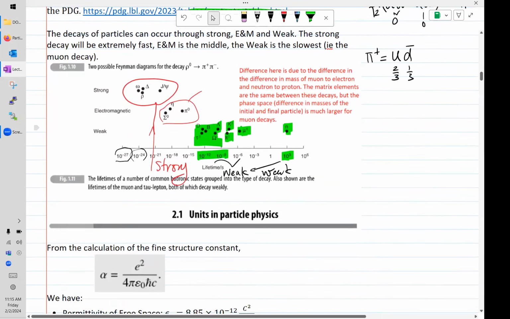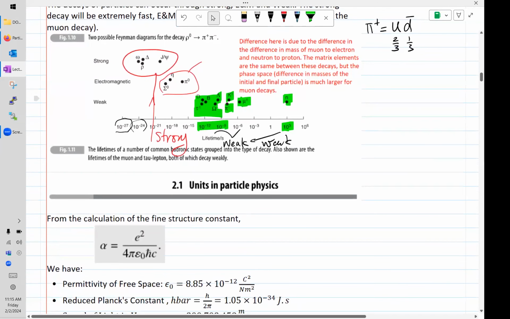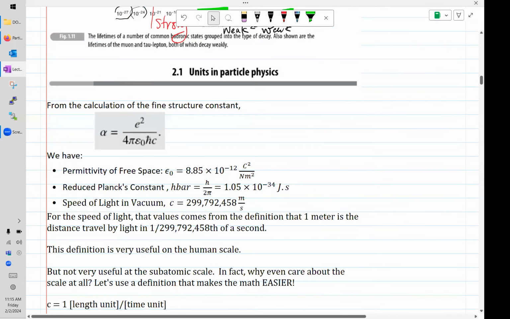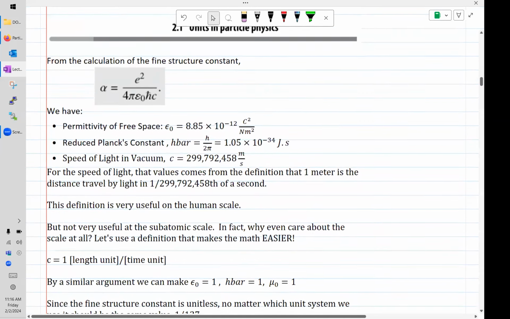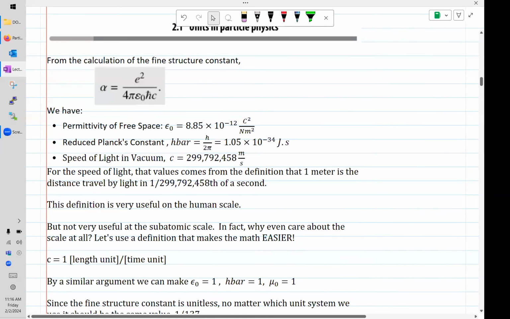Okay, now I'm going to jump into chapter 2 before going into the detector stuff, because I rearranged things. I think this is much more important to get through, and I can just breeze through the detector stuff after this, just so we can wrap up this week.